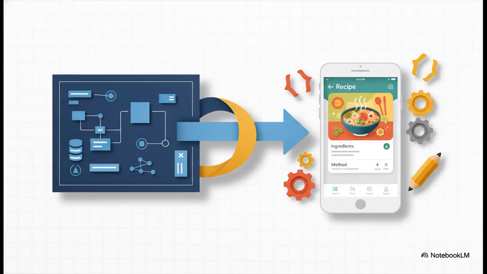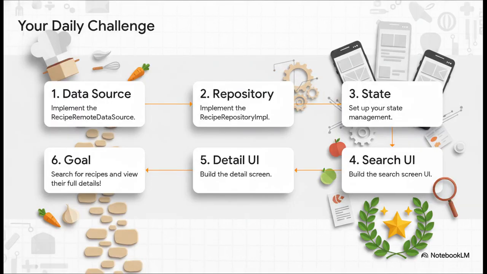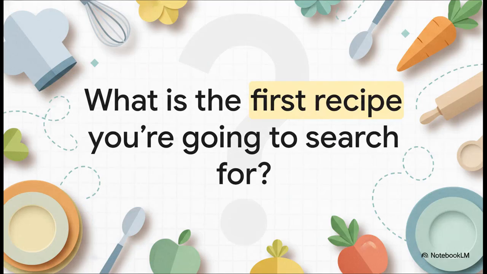We went from a plan to a working app. Now it's your turn to build. So here's your challenge. Just follow these steps and you'll have your very own recipe app. So I'll leave you with this. What's the very first recipe you're going to search for?